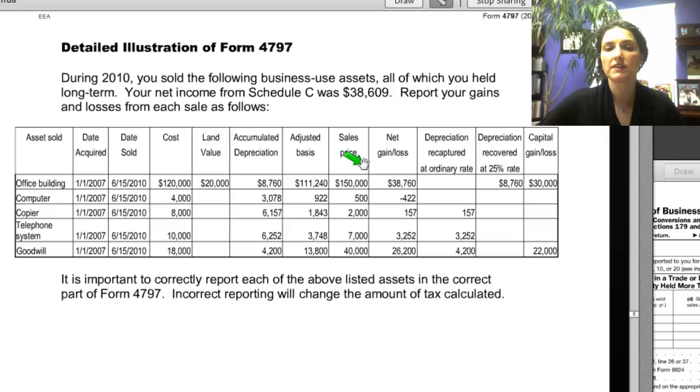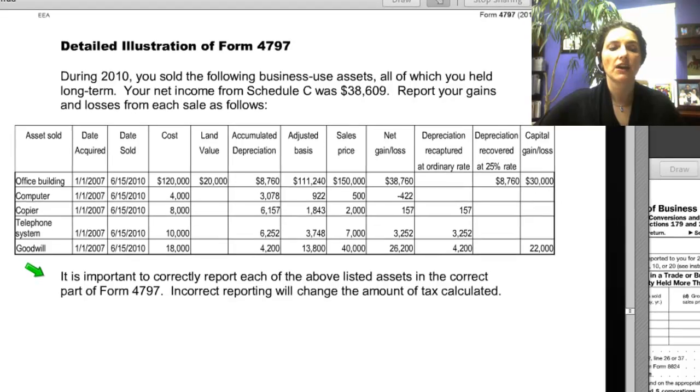So we have a sales price here that is applicable to both the office building itself and the land, so we're going to need to prorate that. So how much of the sale are we going to allocate to land, and how much are we going to report to the sale of the office building? Let's go see what we did with that. It is, of course, very important to correctly allocate the above listed items into Form 4797 correctly. So I've just explained to you how to do it. Now let's go see how we do it.